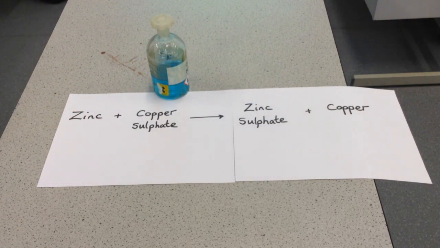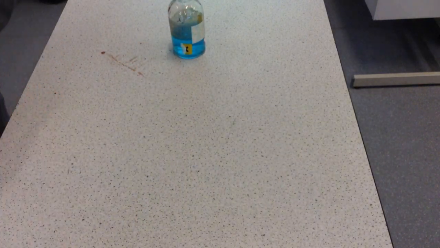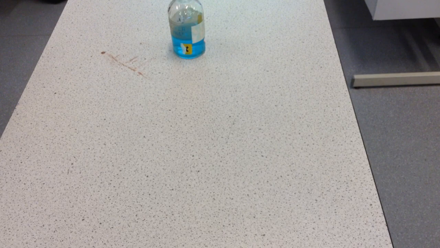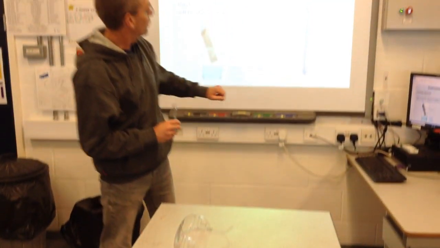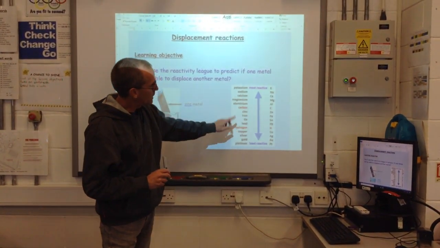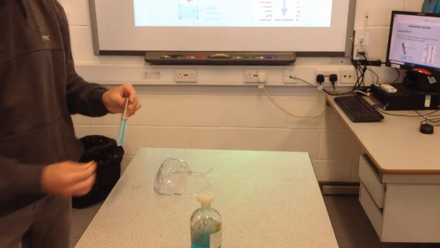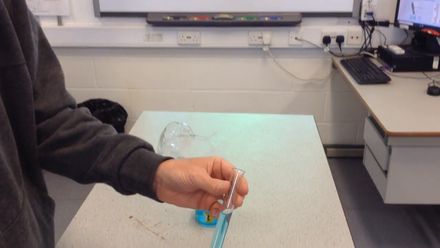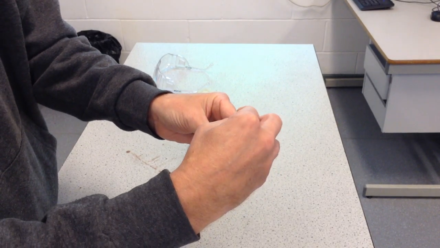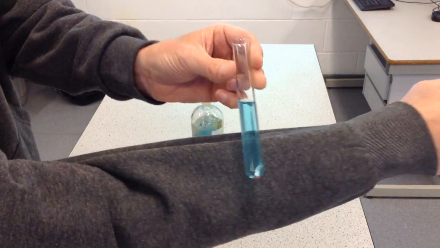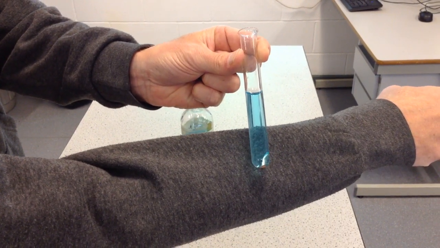Now the second experiment I'm going to show you very quickly is what would happen if I take copper sulfate, but this time I'm going to be putting copper into copper sulfate. So I'm going to put copper metal in with copper sulfate. And I want you to think about whether you would see a displacement reaction taking place. So I'm just going to put the copper into there. And again, we're looking for any signs of a reaction.